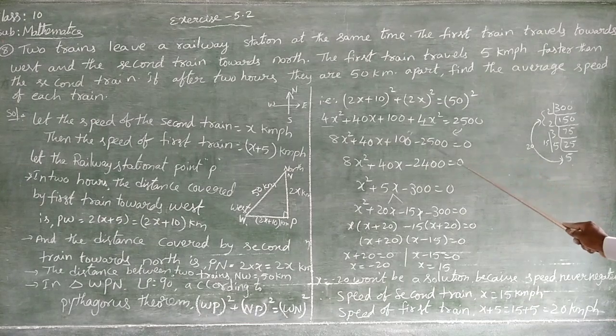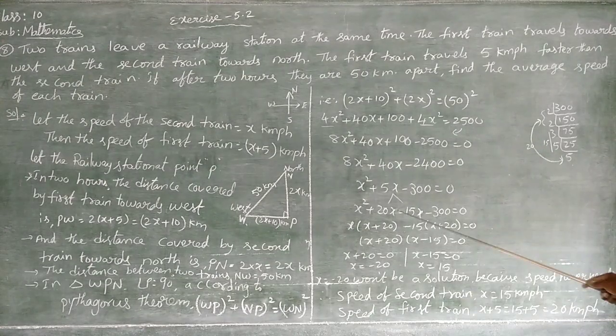Plus 2500 on this side, minus 2500. Do the subtraction, minus 2400 you are getting. Take 8 common and send that side. Then we are getting x square plus 5x minus 300. Split the middle term. 5x can be split as 20x, 4 5s are 20x, minus 15x, 3 5s are 15x, minus 300 equal to 0.